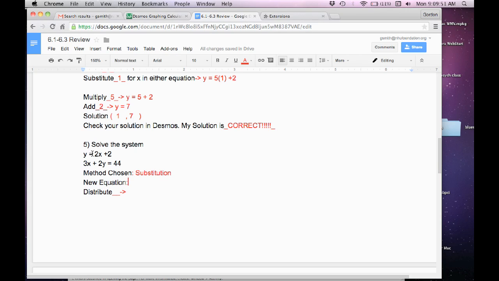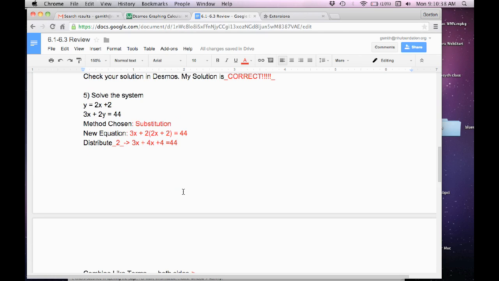The new equation involves taking this y value, which is now equal to 2x plus 2, and substituting that in for y. So our new equation will say 3x plus 2 parentheses 2x plus 2 is equal to 44. Alright, so now we distribute that 2, right? And we get 3x plus 4x plus 4 is equal to 44 because we multiplied both terms within the parentheses. Alright, so then we're going to combine like terms. Oh, I predicted it correctly.